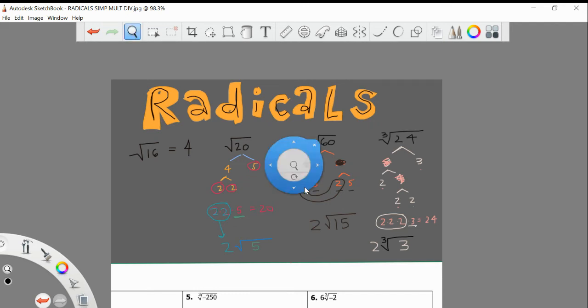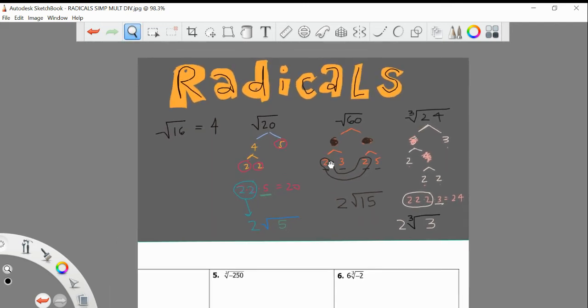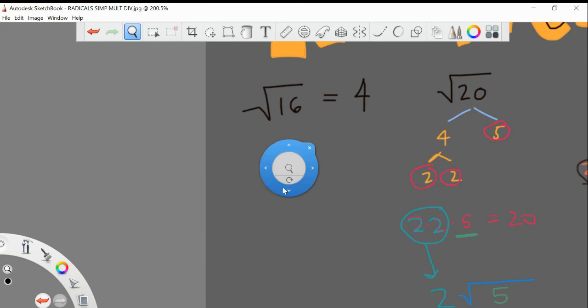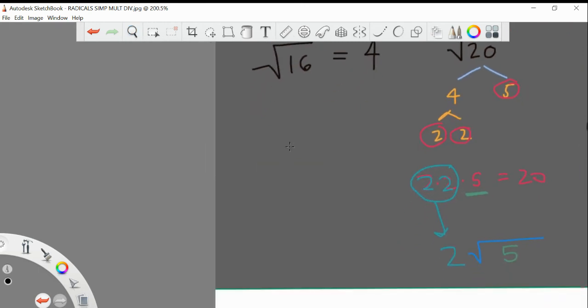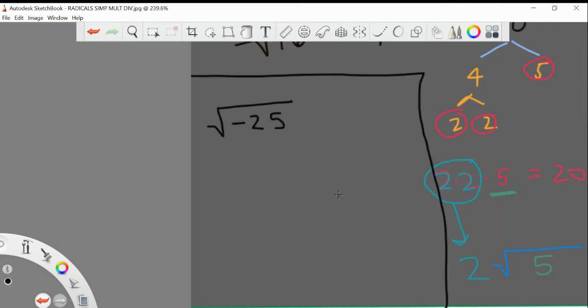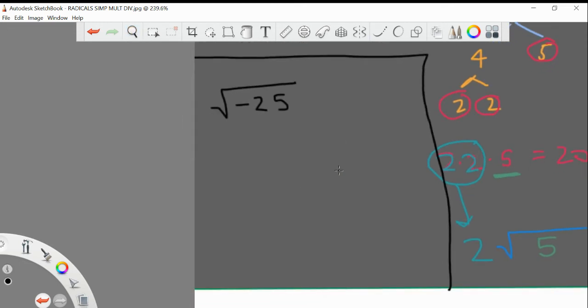Now, there's one more thing that I want to talk with you guys about that I want to make sure we have a chance to go over. So I'll zoom in right here, okay? If we have the square root of negative 25, okay? So I'll make a little box here so we can focus just on this little portion. The square root of 25. But it's not the square root of 25, it's the square root of negative 25.